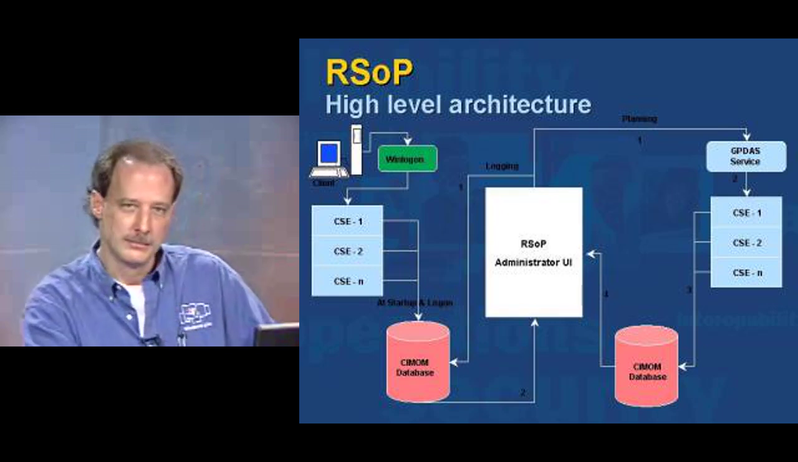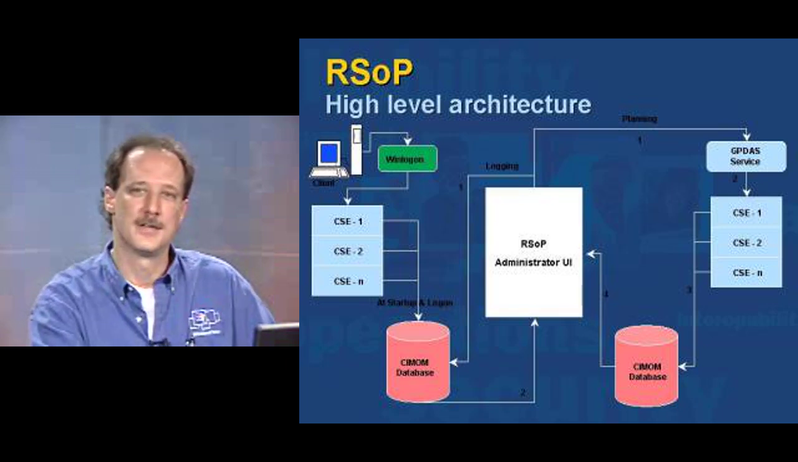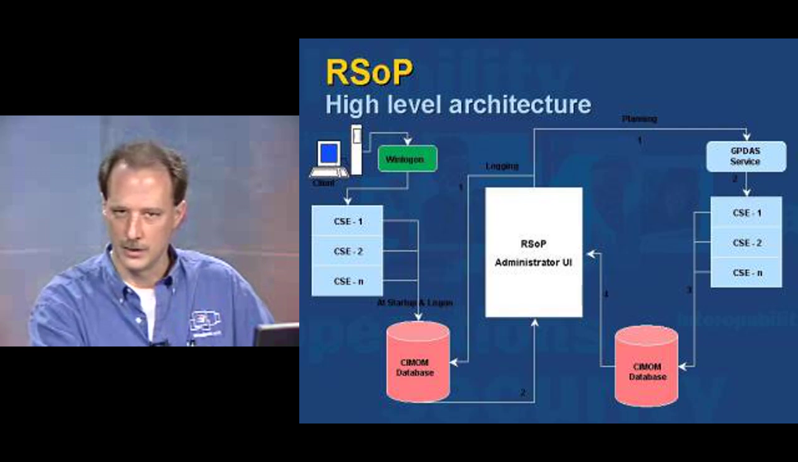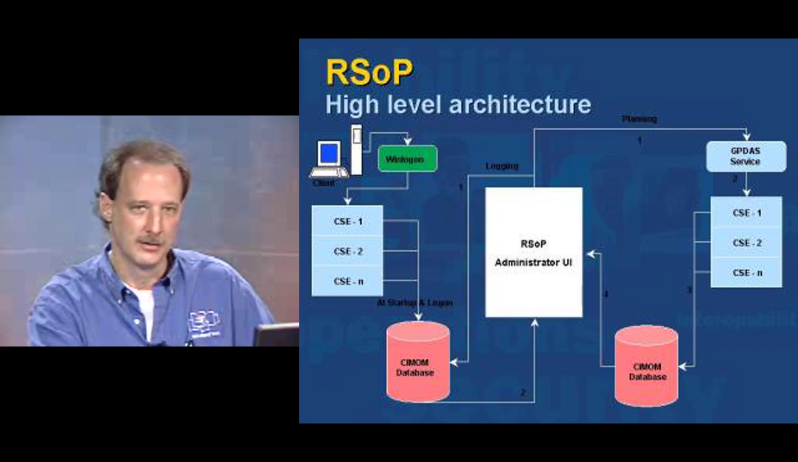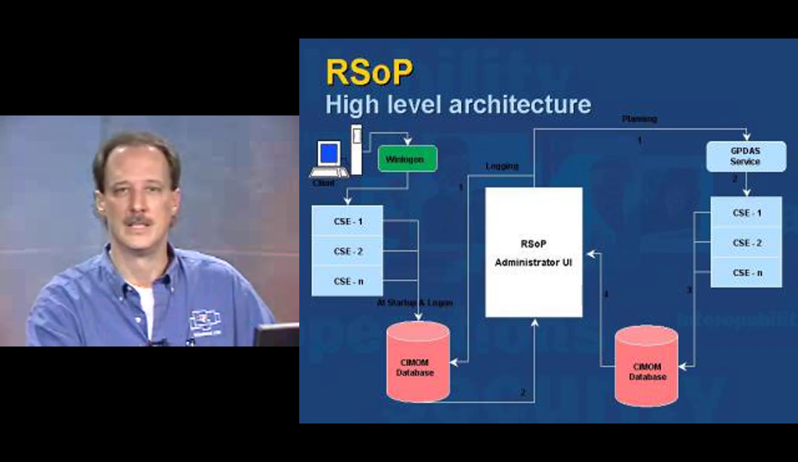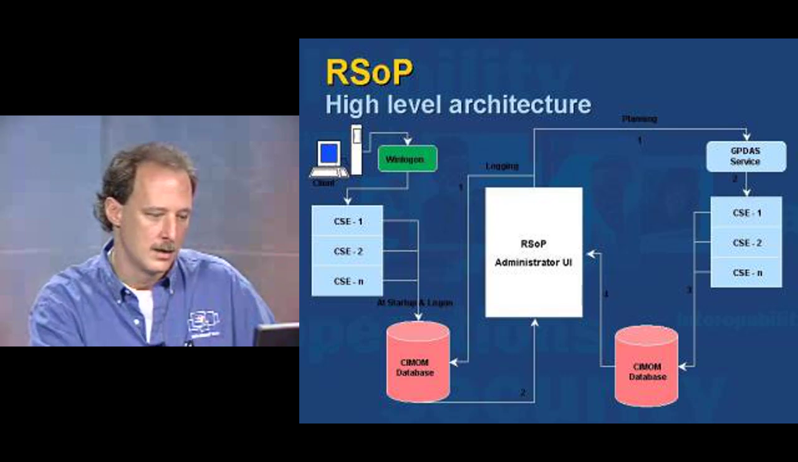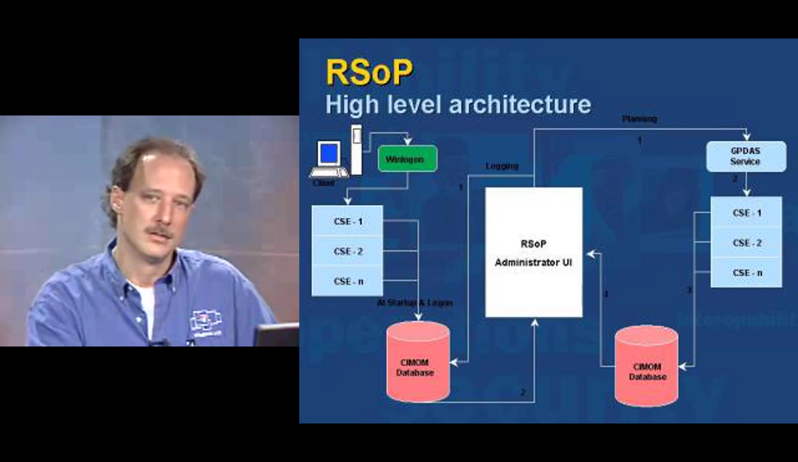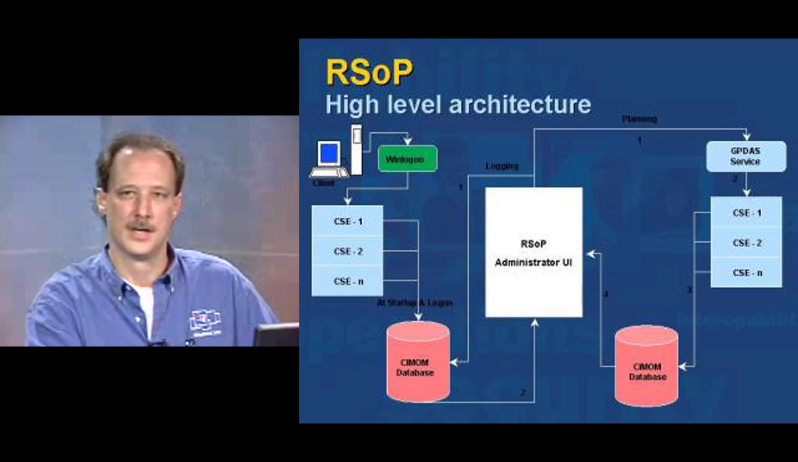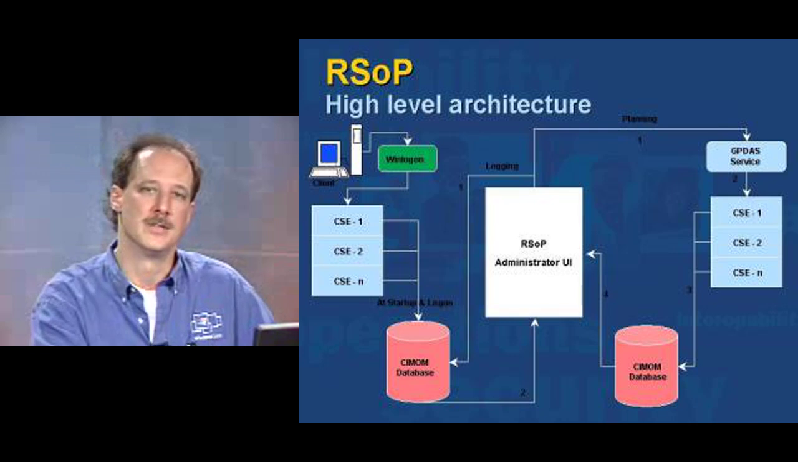In planning mode, since we don't have WinLogon to process these client-side extensions, we've created a service, GPDAS, the Group Policy Data Access Service, that runs on the servers and mimics the behavior of WinLogon for the purposes of RSoP. It calls, like WinLogon did, each client-side extension with a list of GPOs and says, what would you do with this information? So it's a little different mode.